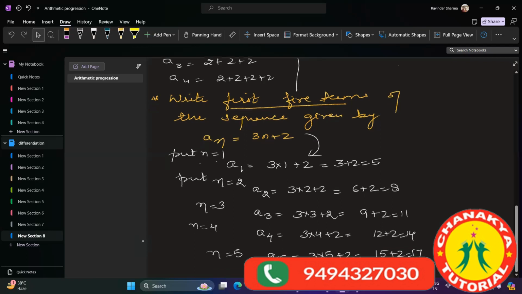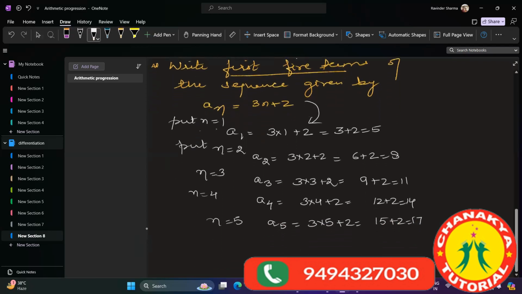Right? So at the end, you will write your answer as this. Therefore, the sequence is a1, a2, a3, a4, a5, and so on. So write 5, 8, 11, 14, and 17. So children, if you observe this sequence, you have got a constant number, you can say 3. After the number 3 you are adding, you are getting the succeeding term.